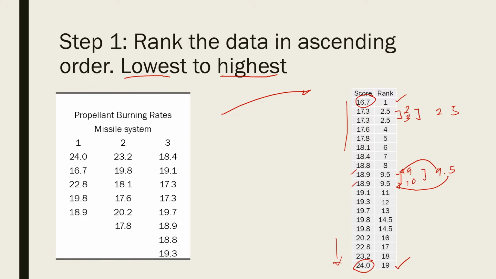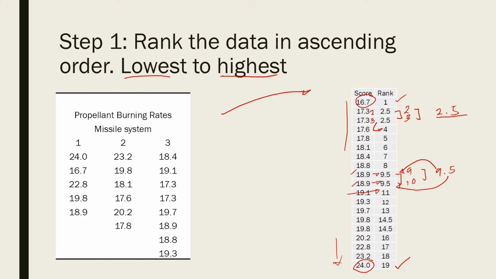Now, just be careful, because when you assign a rank of 2.5 for two separate observations, it's already assumed that they are taking rank 2 and 3. So therefore, our next rank should be 4. Same applies to our 18.9. Since we've assigned them 9.5 and 9.5, we took the average of 9 and 10. The next observation should be ranked 11.